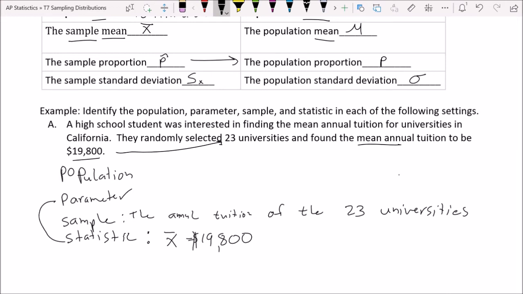All right. Now, the statistic and the parameter are going to be linked. So if the statistic is a mean, the parameter is also going to be a mean. So it's going to be mu. We're going to describe what that means in just a minute.